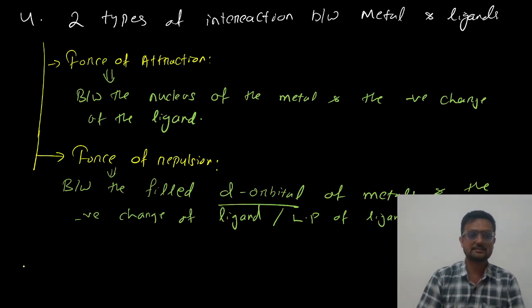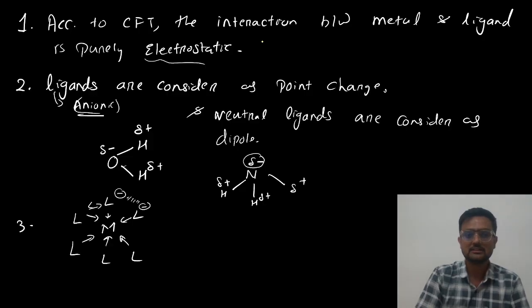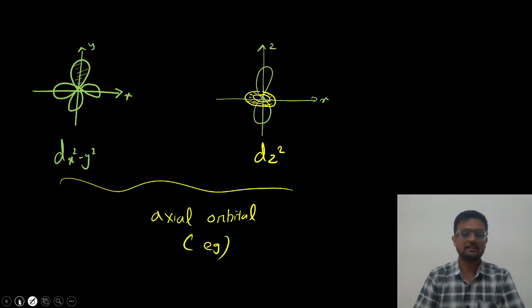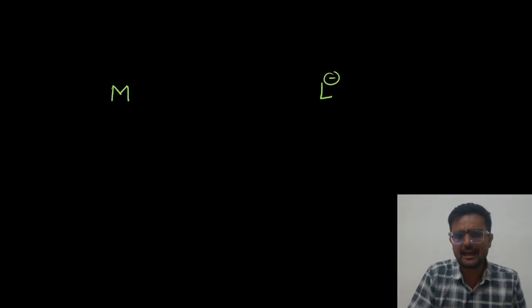According to CFT, if you remember, the interaction between the metal and ligand is purely electrostatic. Right now, what will happen? There is a metal, let's say here is the metal present. Here is the ligand. The ligand is present at infinite distance right now. So the ligand will have some symmetrical field, like this. This is the symmetrical ligand field of the ligand, and the metal is also symmetrical.